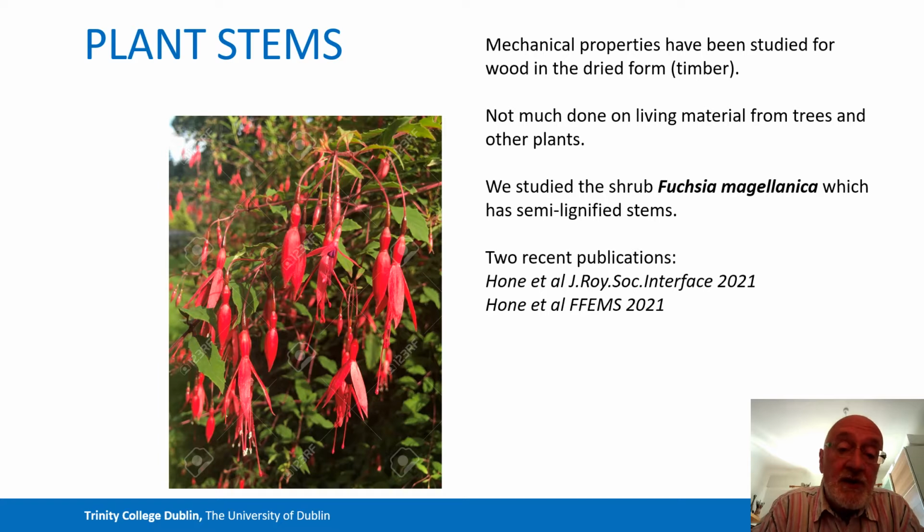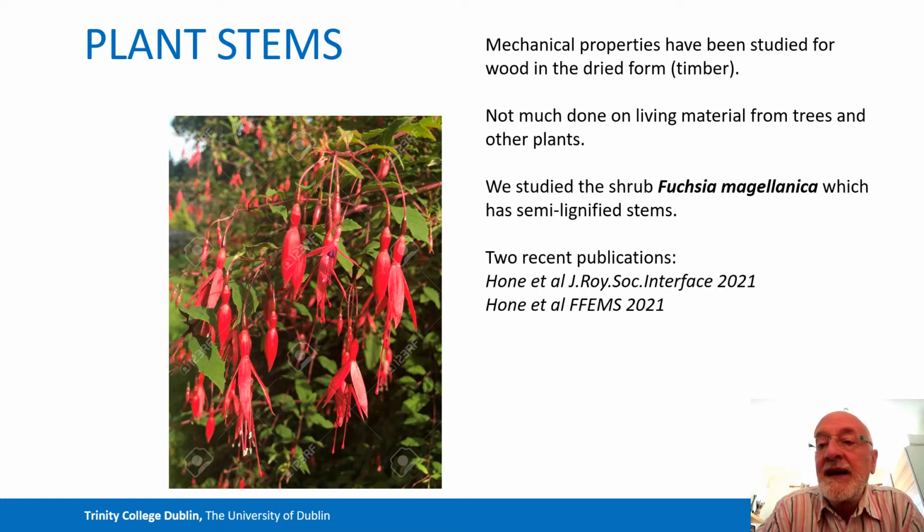Now, we chose to look at a shrub called fuchsia, which you probably have heard of. It has these pretty flowers, and it's a kind of semi-wood. It's not soft like grass, it's not completely hard like wood, it's semi-lignified. It also happens to grow in my garden, and it grows in the garden of my PhD student. So in the COVID lockdown days, we could carry on doing research without going to the lab, which is very useful. We ended up with, well, so far we've got 2 publications. That first one in the Royal Society Interface Journal is about what I'm going to talk about today, really. Well, no, actually, I'm going to talk about both of them. The second half of my talk will be in the FEMS journal article, both of which came out in the last few months.